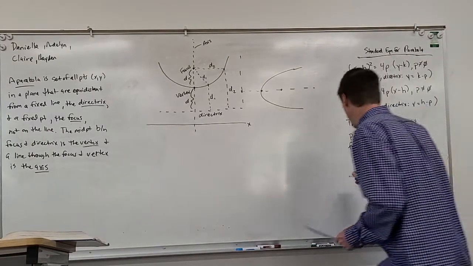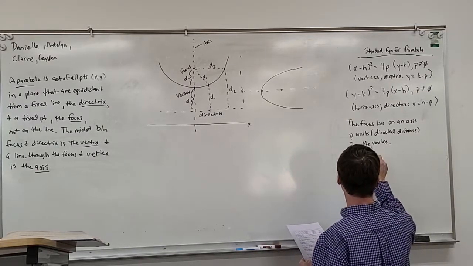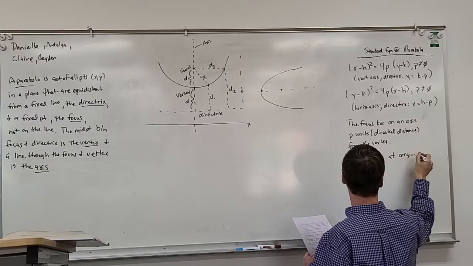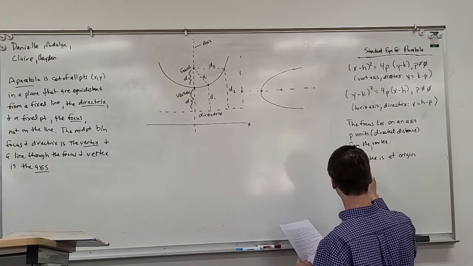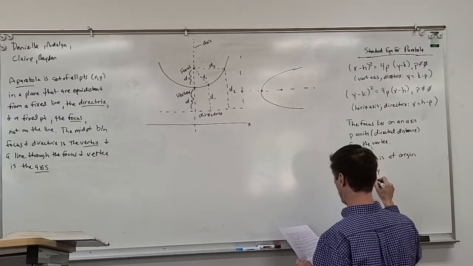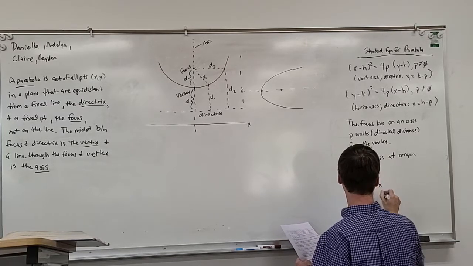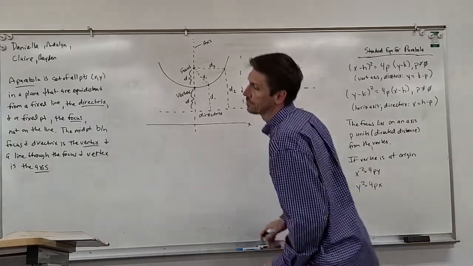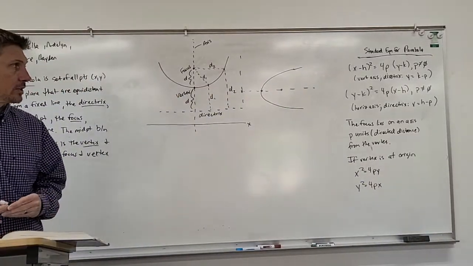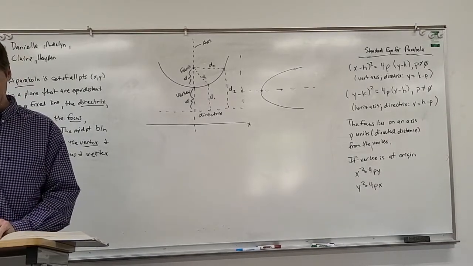And similar to what we had before, if the vertex is at the origin, then just realize that the formulas become x squared equals 4py, or y squared equals 4px. That's just recognizing that h and k will be 0 in those cases, and that's the formula that we'll get.